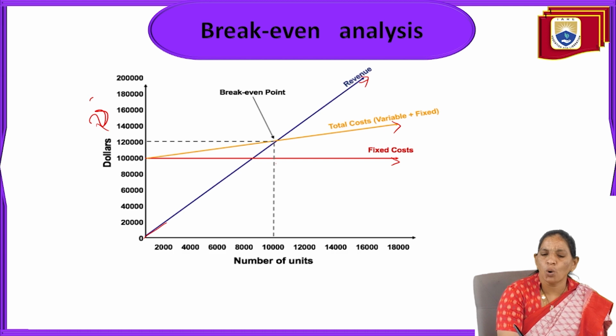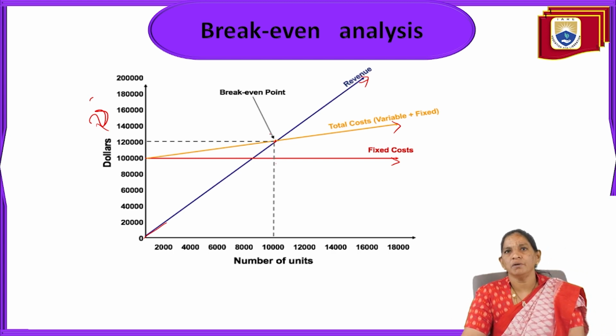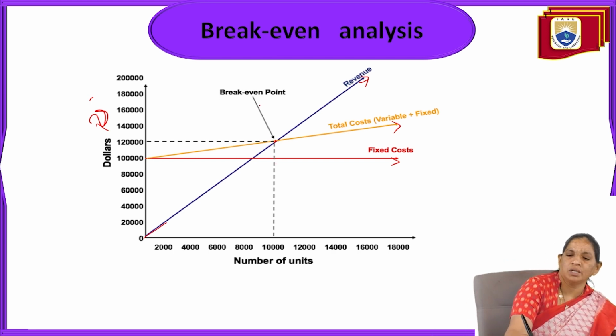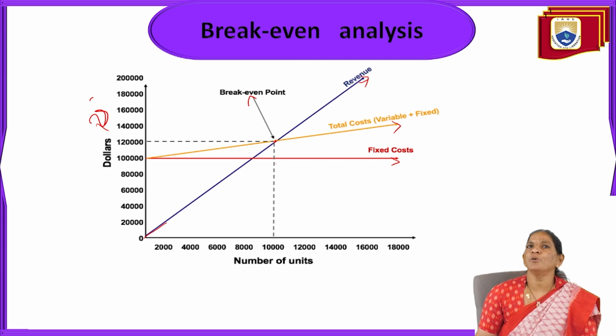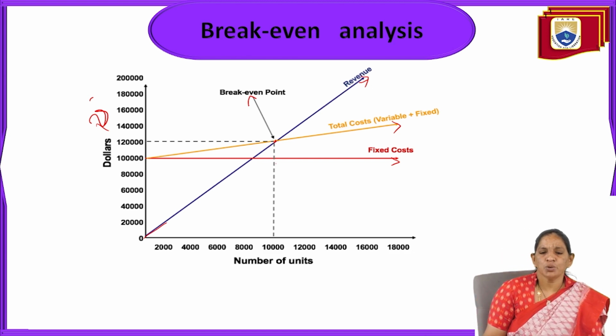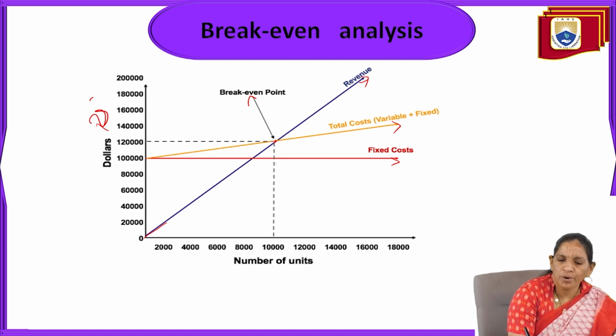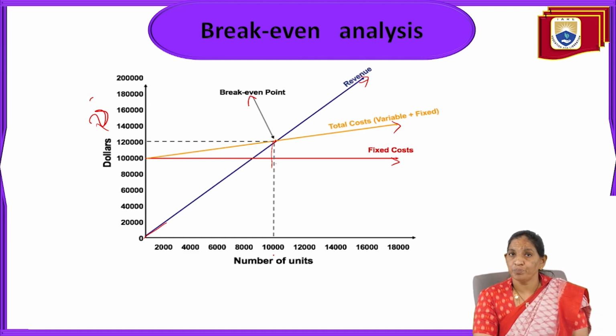So the meeting point of the total cost and this revenue curve, that point we call the BEP, the break even point, which we can say is the no profit and no loss point. Here you can identify that the point is 10,000 units at 1 lakh rupees, where you are getting the BEP.